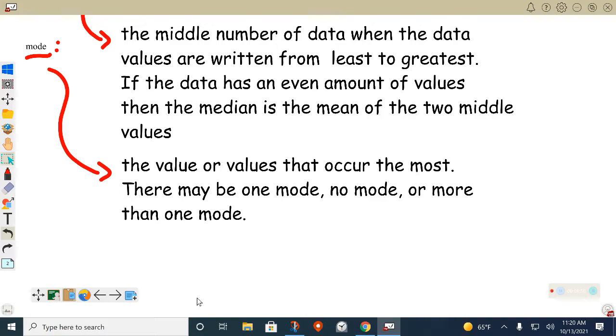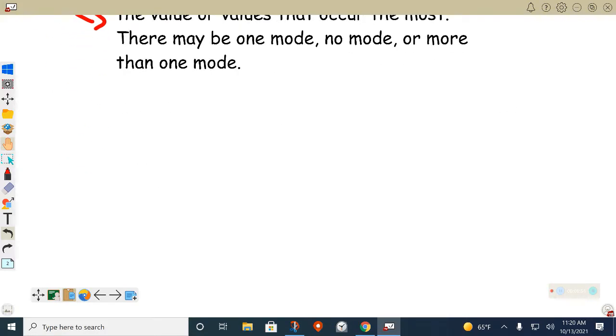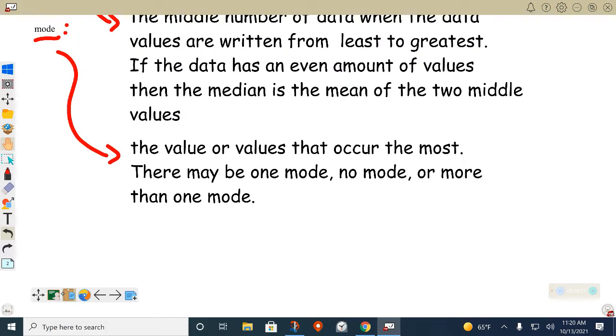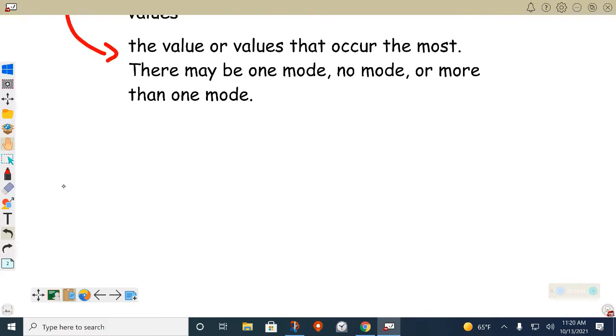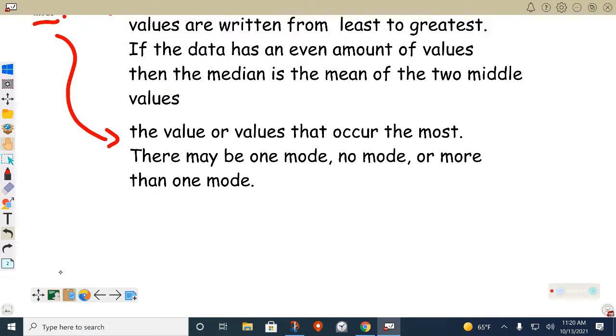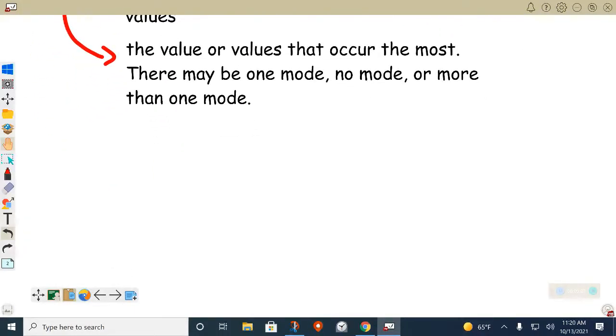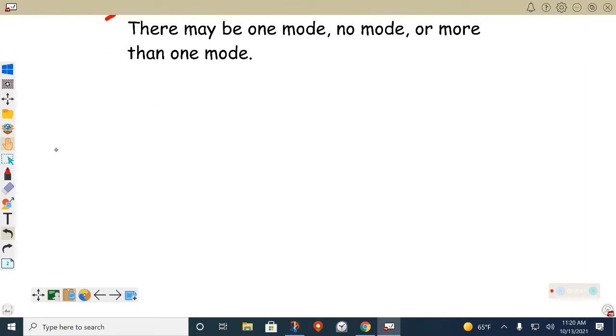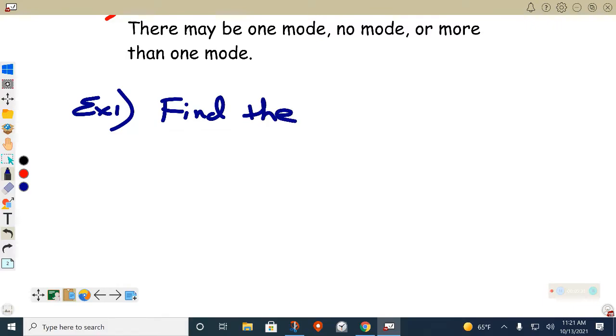Here we go. Example 1. Is everybody cool? Everyone got that? Or should I leave it up there? The value or values that occur the most. There may be one mode, no mode, or more than one mode. A lot of you have seen this before, so this is kind of like a review lesson, because I'm going to take you to a Math 3 level of rigor and difficulty, so I make sure that we cover this. Example 1: put this on the back side of your notes, because our notes have more words that we're going to define later. Right now, flip your note guide over. Find the X bar, median, and mode of the data.